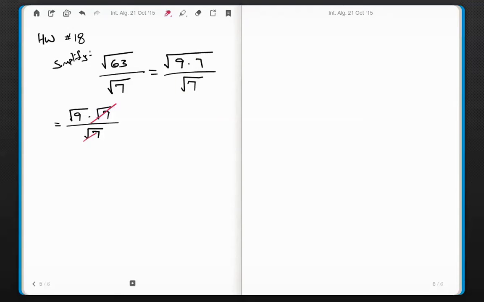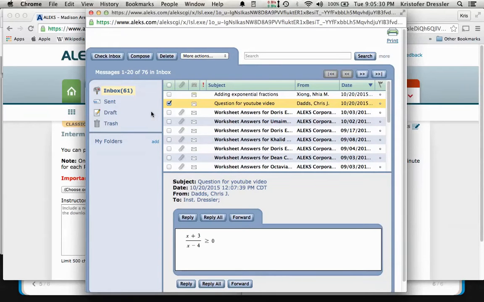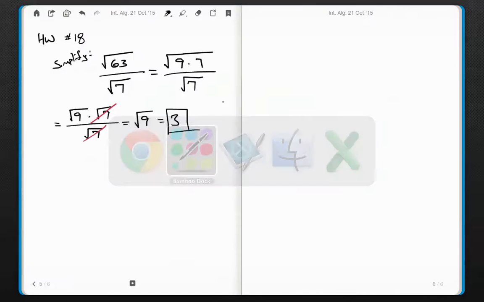Now, as you might imagine, I've got an all-powerful red pen of cancellation. These cancel out, so this just works out to be square root of 9, which equals 3. Okay, easy enough. They boil down very nicely. And then the last one to do is, oh, that's the wrong page.